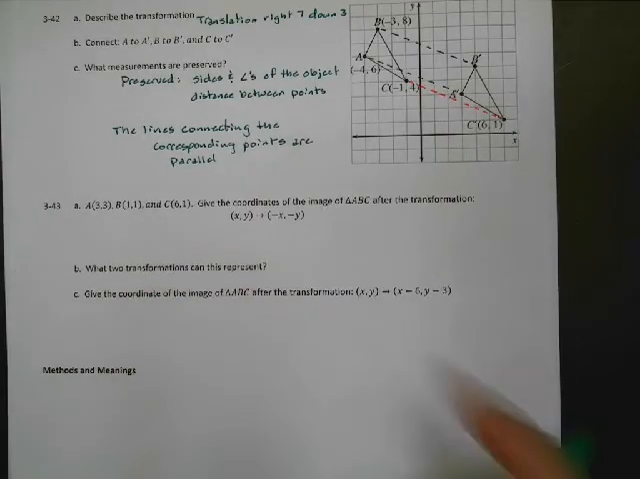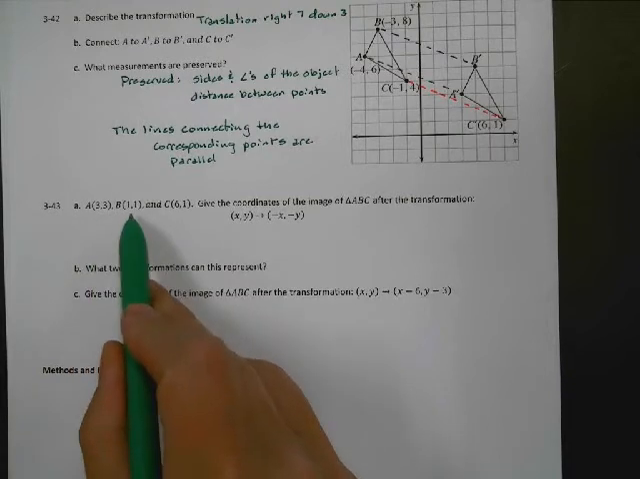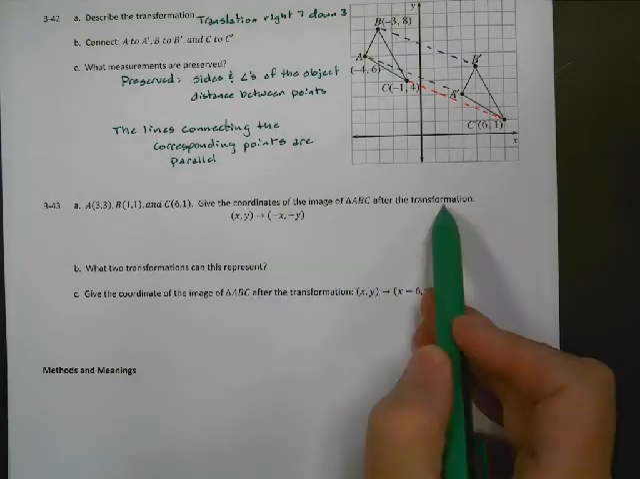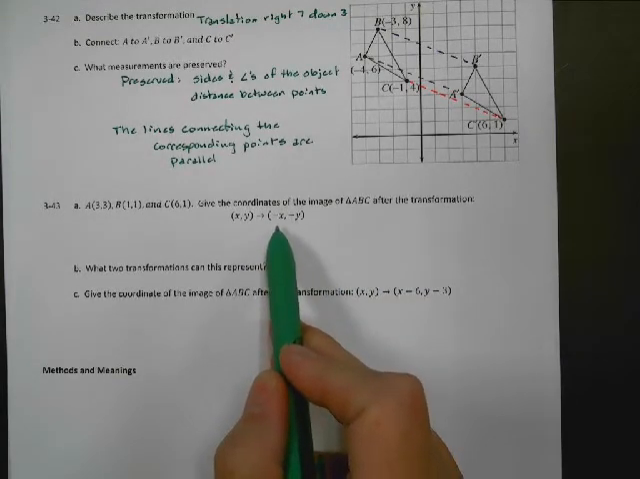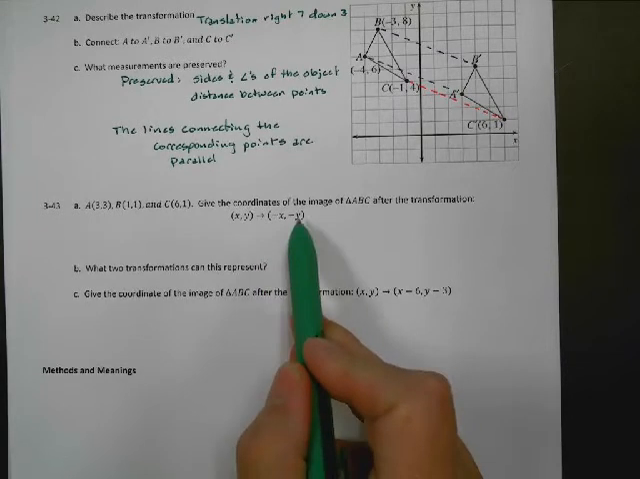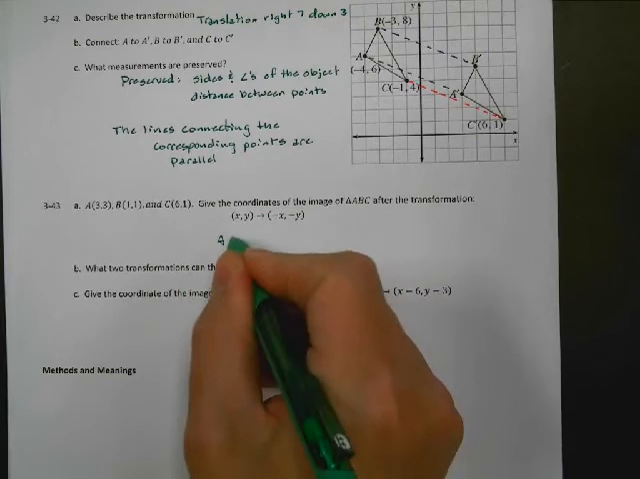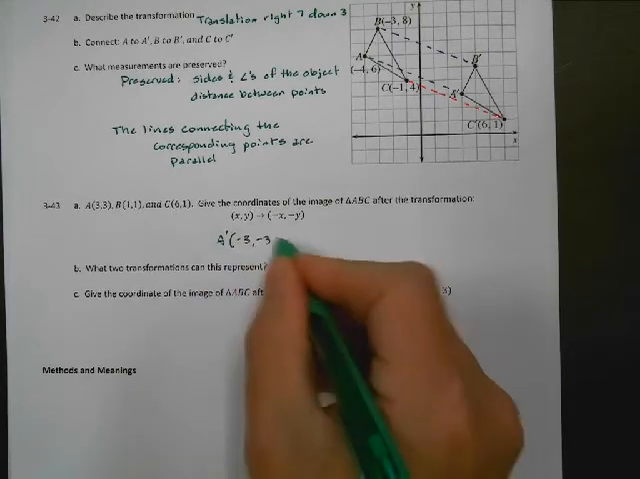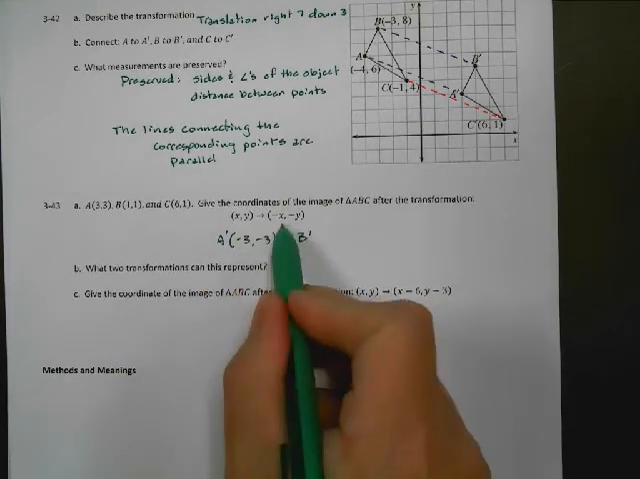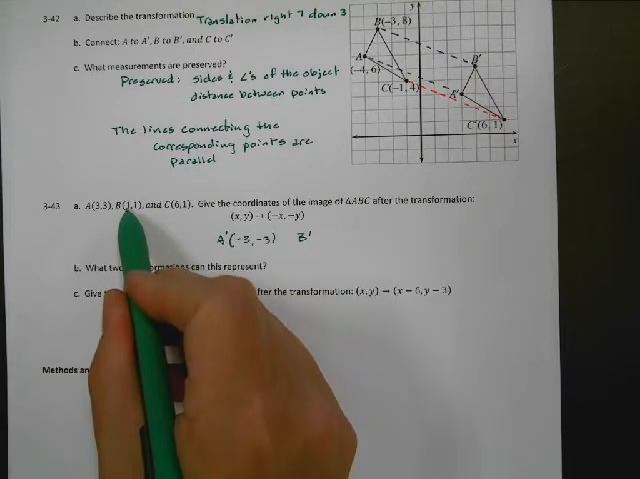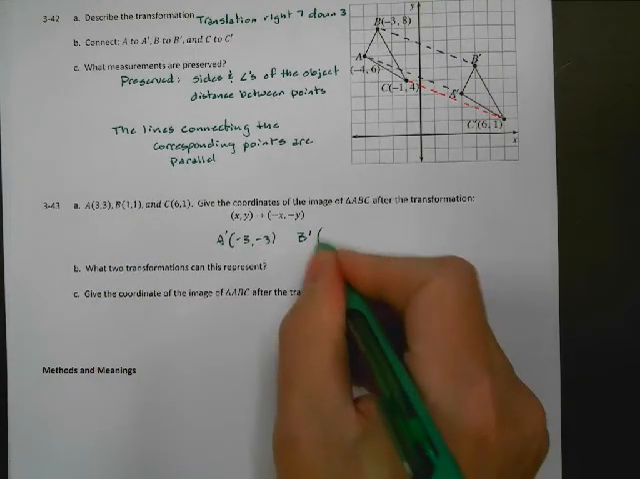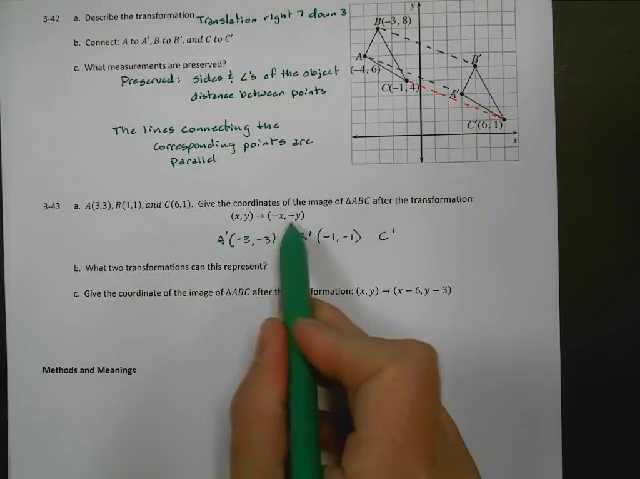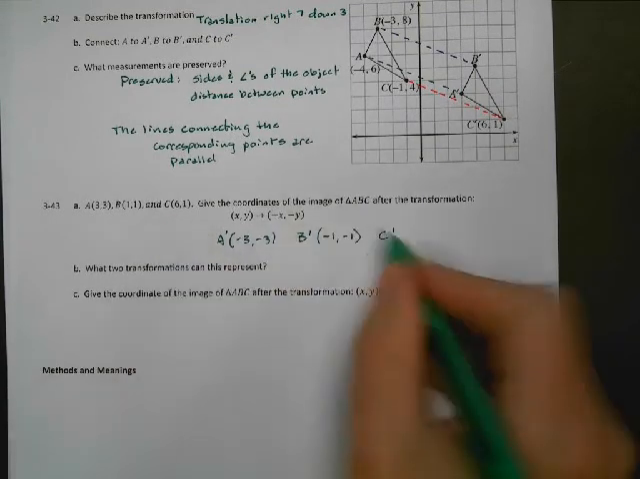All right, 3-43. A's at 3,3, B's at 1,1, C's at 6,1. Give the coordinates of the image of triangle ABC after this transformation. Okay, so we're supposed to take the x's and change its sign, and take the y's and change its sign. So A prime, if I change the sign of the x and the y, would be at -3, -3. B prime would be at -1, -1. C prime, we would change the sign of 6 and 1, so it'd be -6, -1.